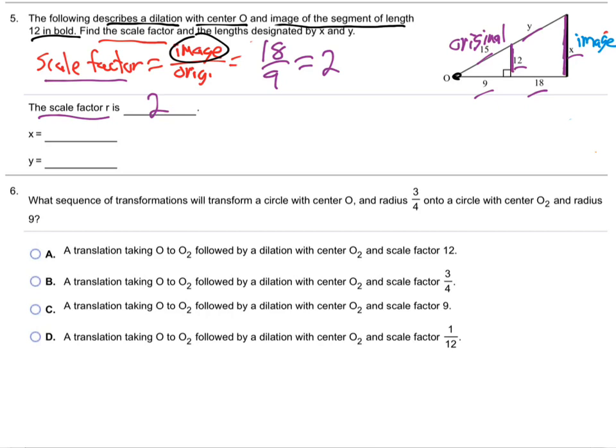Why is that wrong? Because 18 is not a whole side of any triangle. That's why it's wrong. 18 is only part of the big triangle. It's not a whole side. So you can't use 18 like that. You have to use the whole 9 and 18 on the bottom, which is 27.